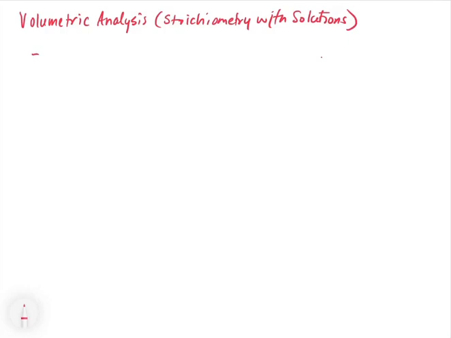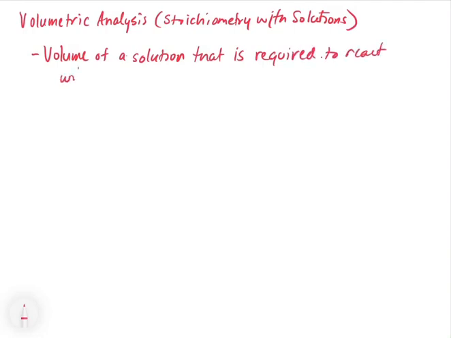Let's take a look at what volumetric analysis really is. What this basically means is the volume of a solution that is required to react with another reagent. So in essence, this would be like saying, if you have 5 grams of one reagent, how many milliliters of a given solution of another reagent would you need, if this is the concentration, in order to react with that 5 grams? And so you could see the setup here being either a limiting reagent type problem setup, or simply going from one reagent to another.